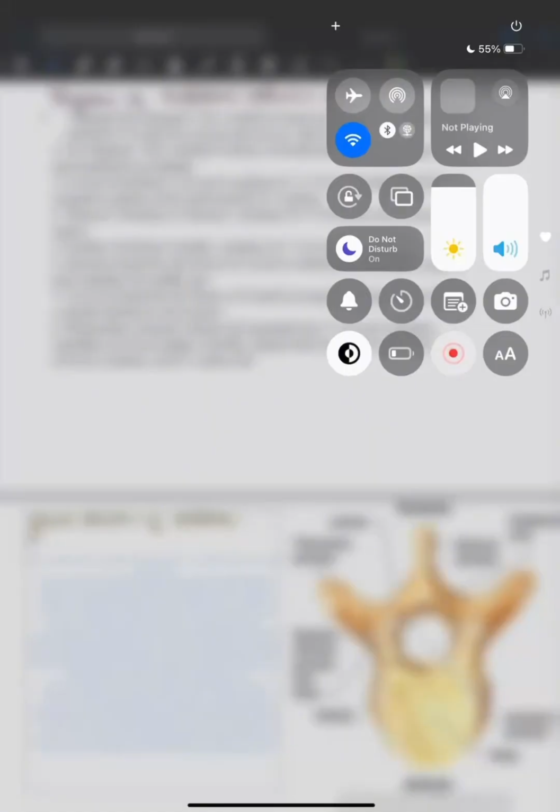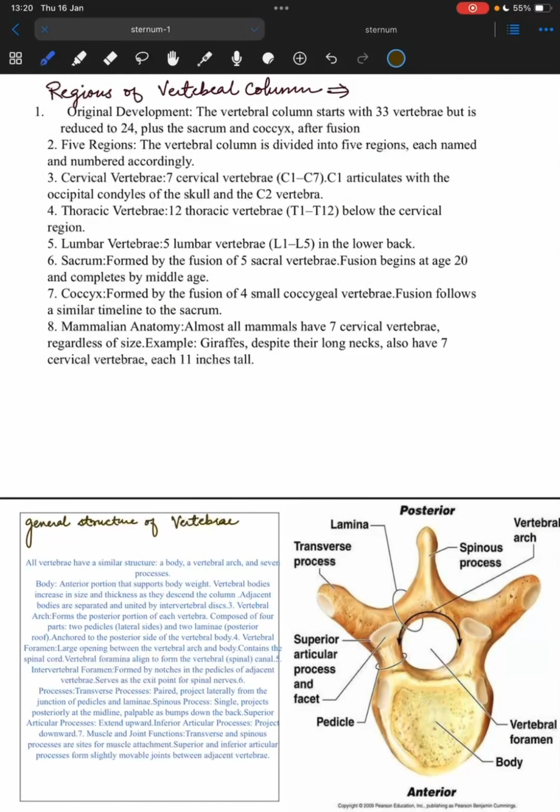The vertebral column is also known as the spine, backbone or the spinal column. It is the central part of the human skeleton which helps in the protection of the spinal cord, and it also supports the head. So let's dive into the learnings of the vertebral column.